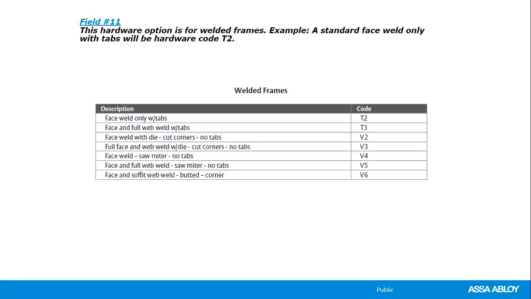If the frames are welded, here we have all of these various codes. We have this also in our tech data, which is really nice because sometimes if you can actually see a detail, it makes a lot more sense. So these different codes, T2, T3, V2, and so on, they are in our tech data. We are working to get it on a one-page at-a-glance, but right now it is found in our tech data.